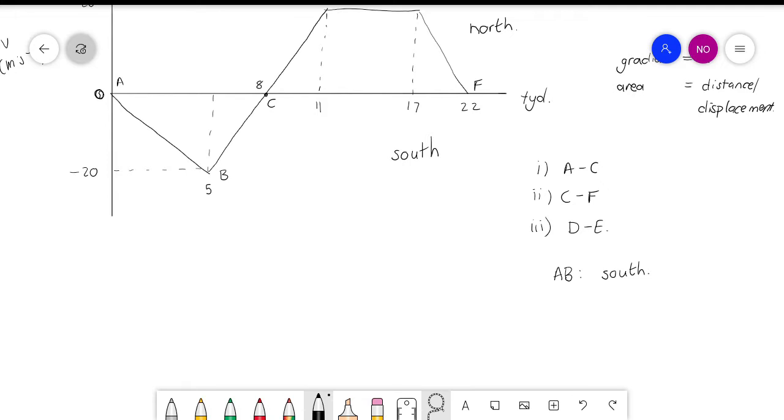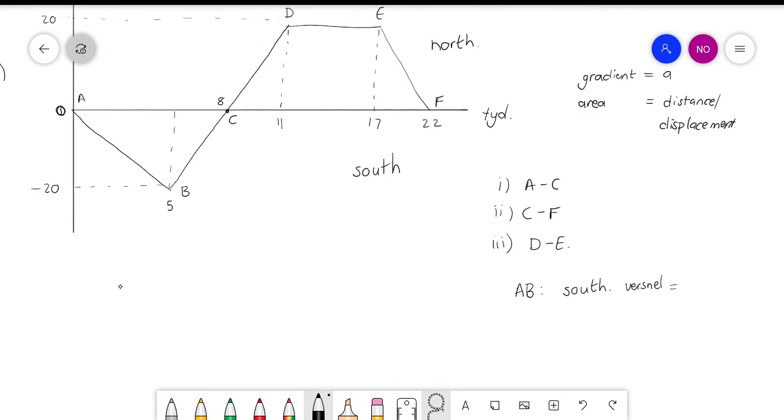Remember, he's going from 0 to 20. So he's accelerating. Do you guys agree? We can even calculate what the acceleration is, and we're going to do it now. So how do we get the acceleration on a velocity-time graph? It's equal to the gradient. How do we get the gradient?